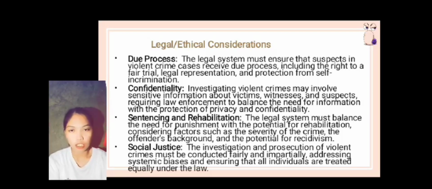So it is ensure privacy. For example, is password sa imong account nga dili mo pwede i-share. Privacy nimo.